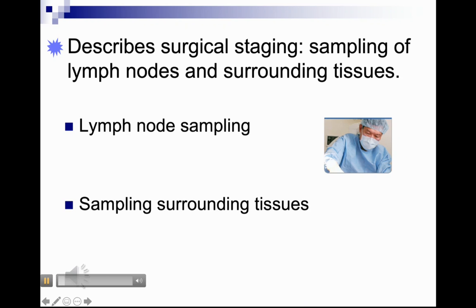Staging also includes determining whether the lymph nodes are involved and how much of the surrounding tissue is involved. And that is determined during surgery. The surgeon will sample lymph nodes and will sample surrounding tissue to determine the presence of a malignancy. Has the malignancy invaded beyond the primary site?